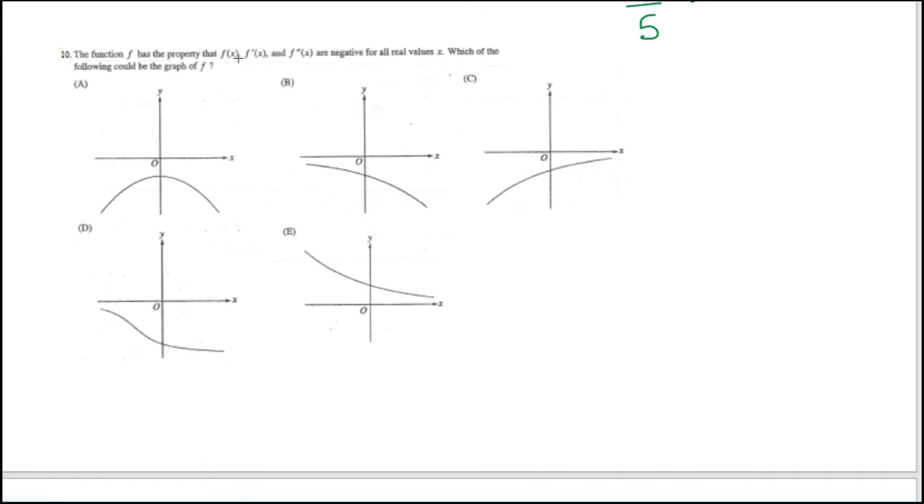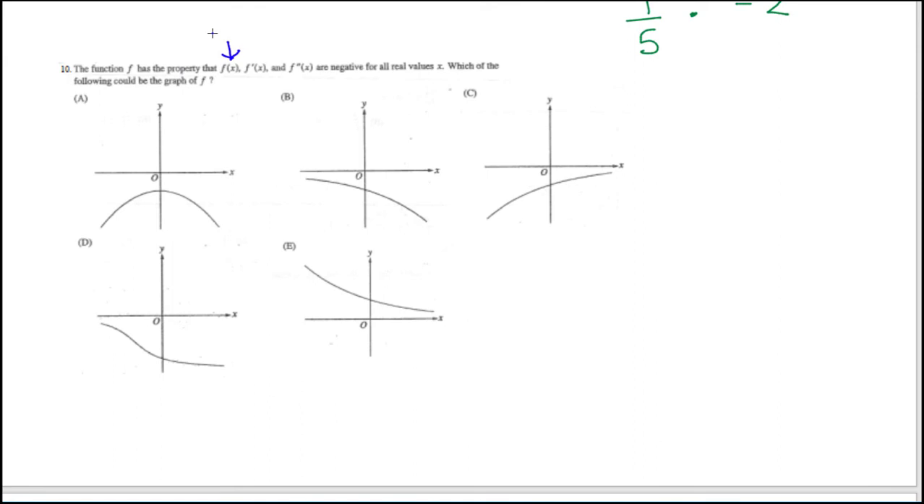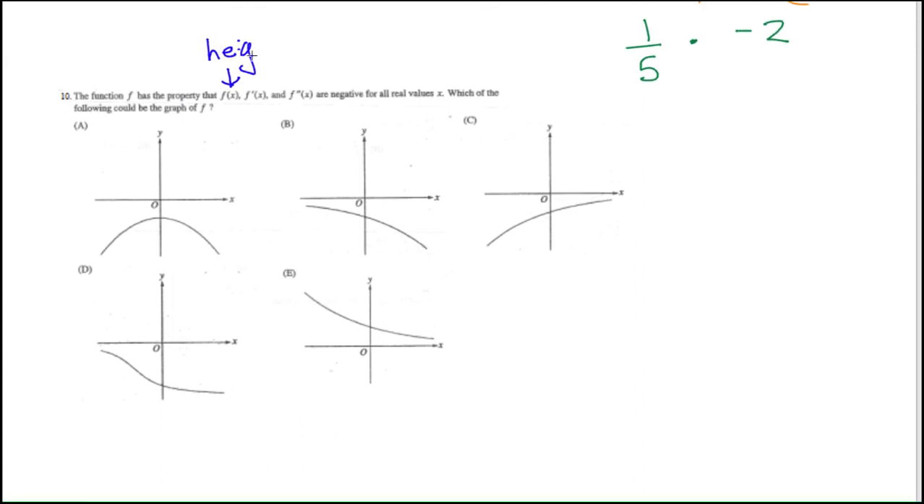So, f of x, what is f of x? Height, slope, or concavity? Height. F prime of x is slope, and f double prime of x is concavity. All of those are negative. So it's concave down. Slope is negative. Height is negative. So let's automatically eliminate all the things that have a positive height.